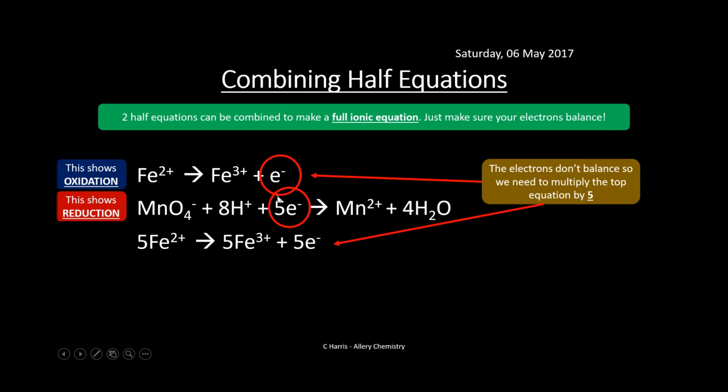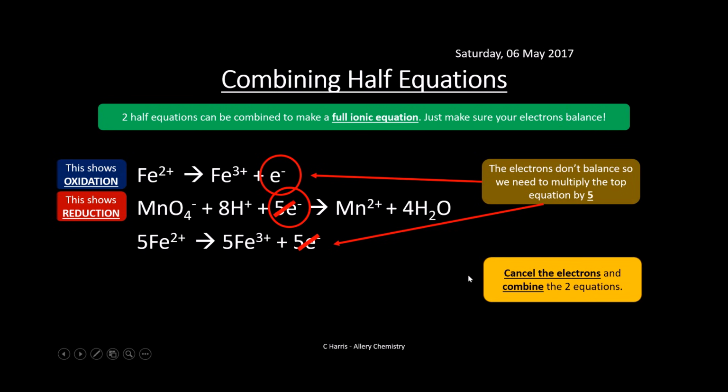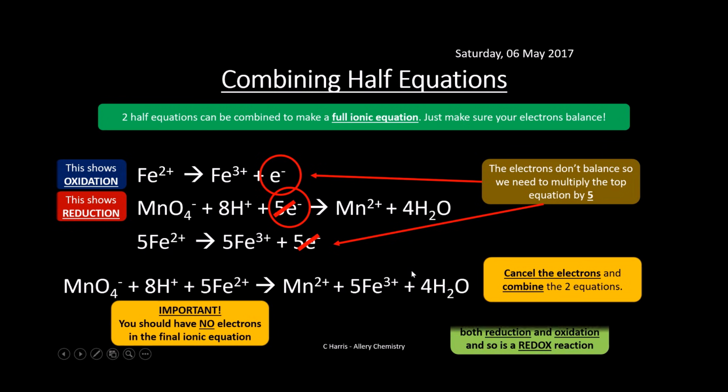So we rewrite the equation with everything multiplied by 5: 5 Fe2+ going to 5 Fe3+ plus 5 electrons. Now we're going to use that equation and that equation and combine these 2. The ultimate aim is to cancel the electrons out. It's literally that plus that. Everything on the left-hand side of both equations we put down here, and everything on the right-hand side of both equations we put there. So that's what we should have.